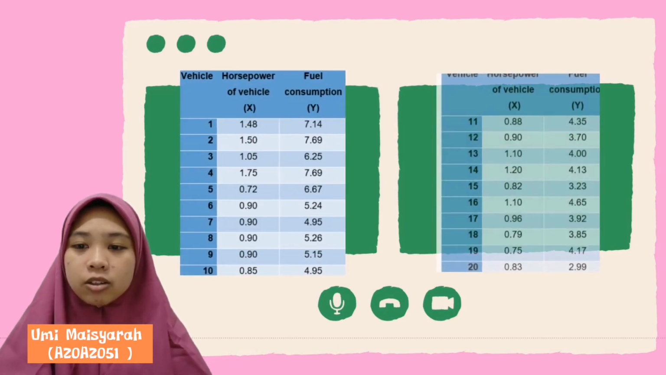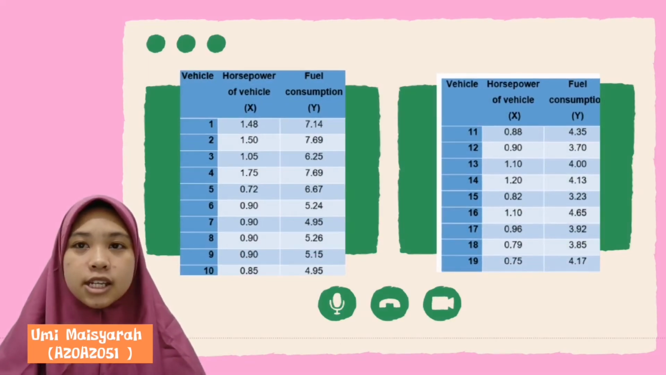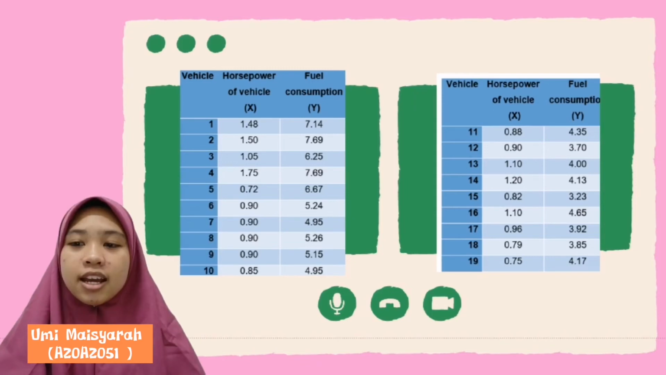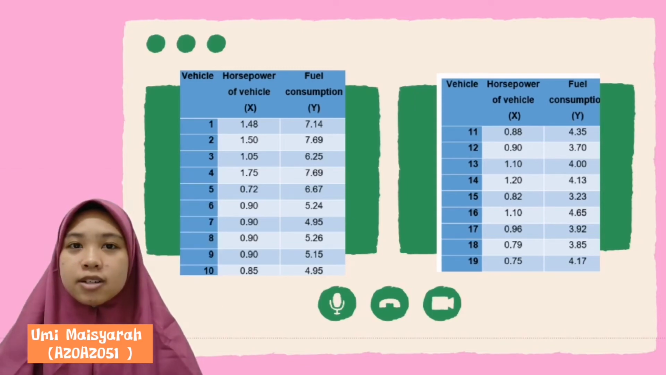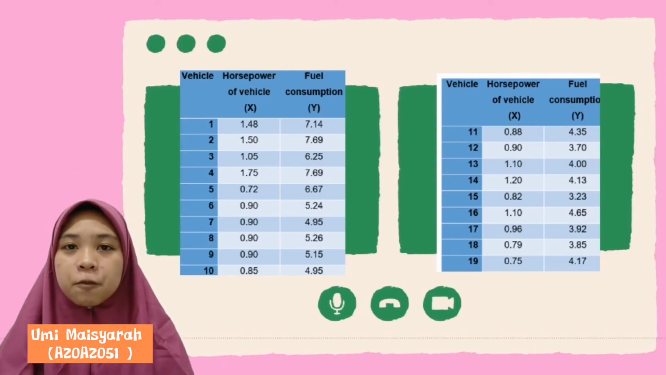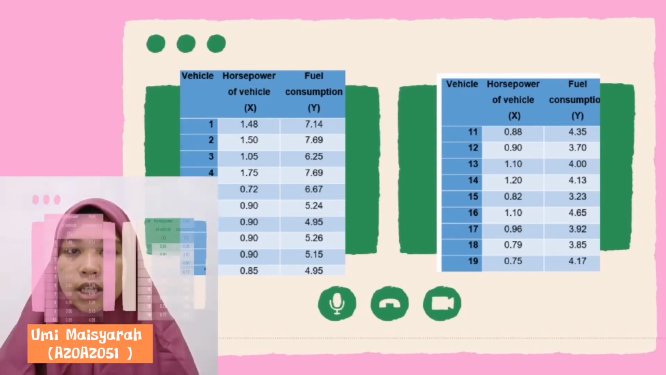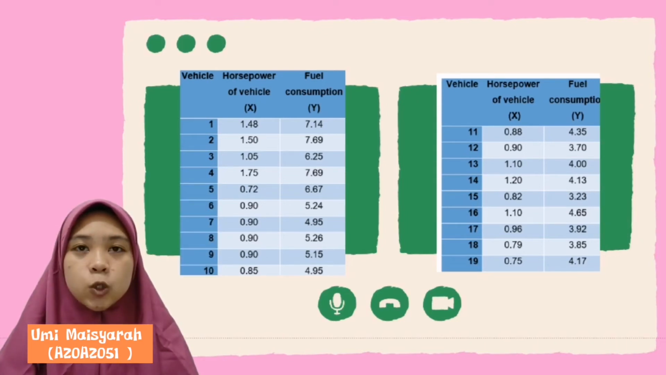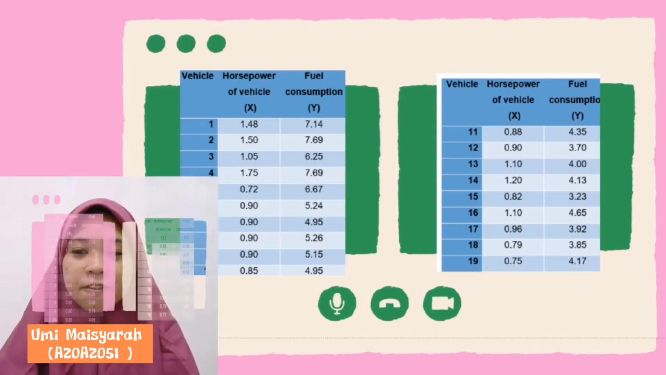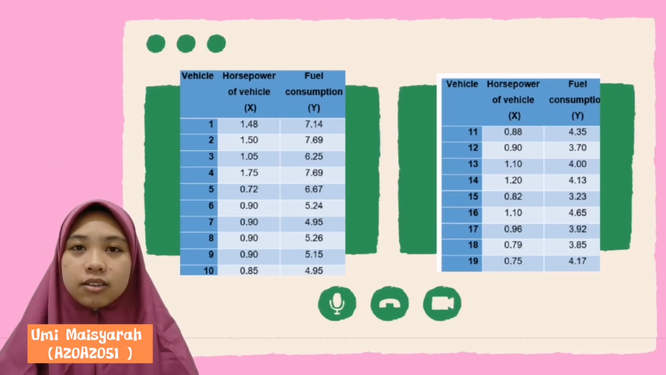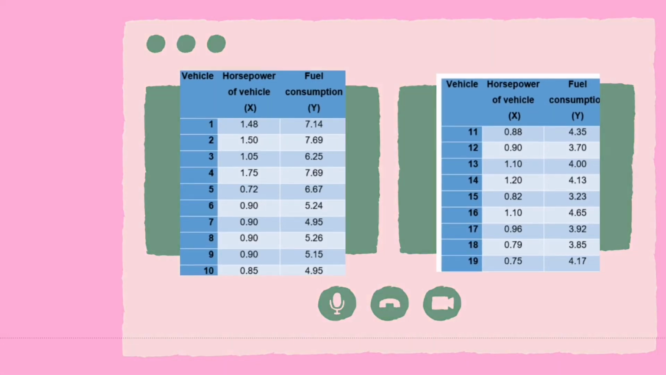Thank you, Pika. Next, I will explain correlation analysis using SPSS. In this section, we use Pearson correlation to measure the strength of the relationship between the horsepower of vehicles and fuel consumption. 20 data observations are chosen randomly from 393 observations.